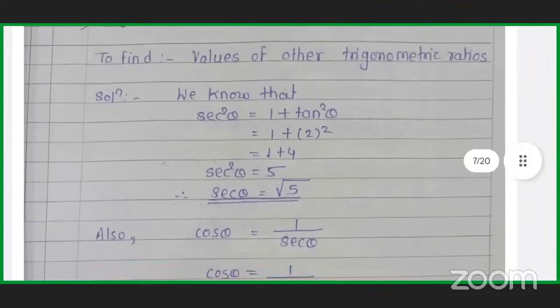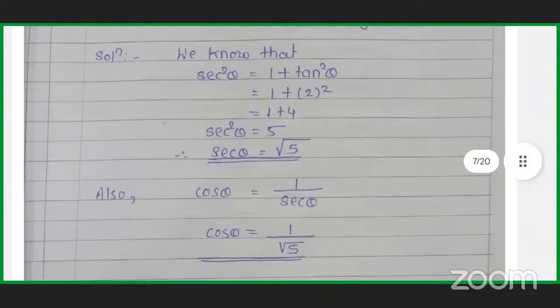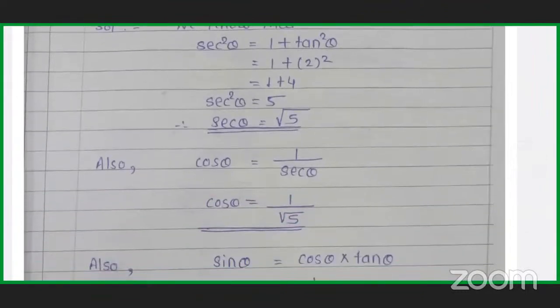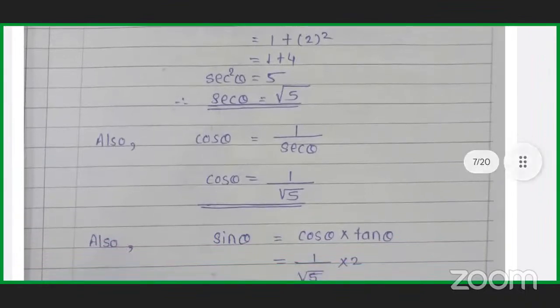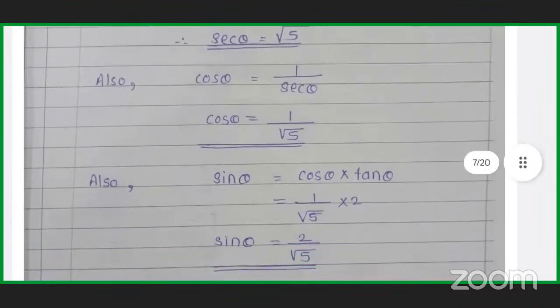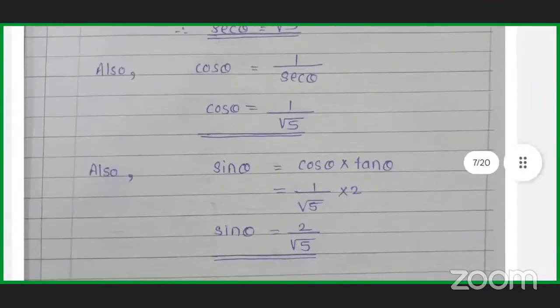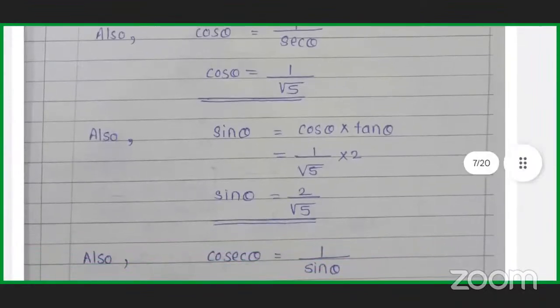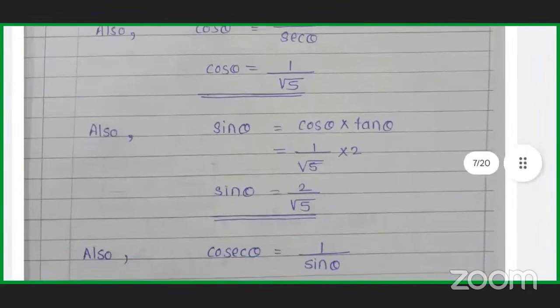Then we know that cos theta is nothing but 1 upon sec theta. So what is the value of cos theta? 1 upon root 5. Then also we know the formula for tan theta is equal to sine upon cos. So here we have to convert that formula the same way. Sine theta is nothing but cos into tan theta. So put the value of cos theta, that is 1 upon root 5 into 2. So sine theta is equal to 2 upon root 5.